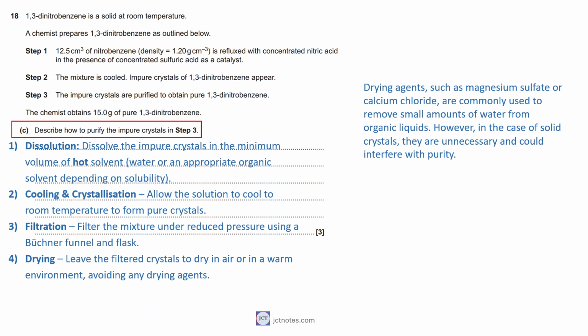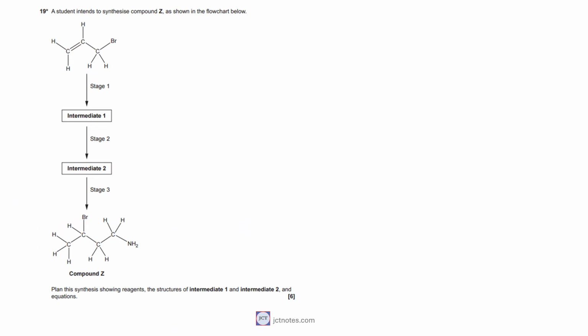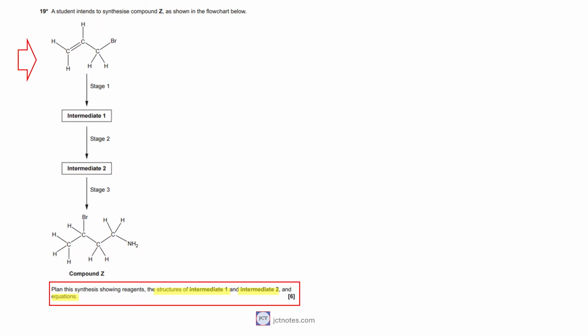interfere with purity. In question 19 we are provided with a flowchart of the synthesis of compound Z performed by a student. We are asked to plan this synthesis showing reagents, the structures of intermediate 1 and intermediate 2, and equations. To transform the initial compound into compound Z, two key chemical changes occur. First, the transformation of a double carbon-carbon bond to a single carbon-carbon bond with bromine addition.